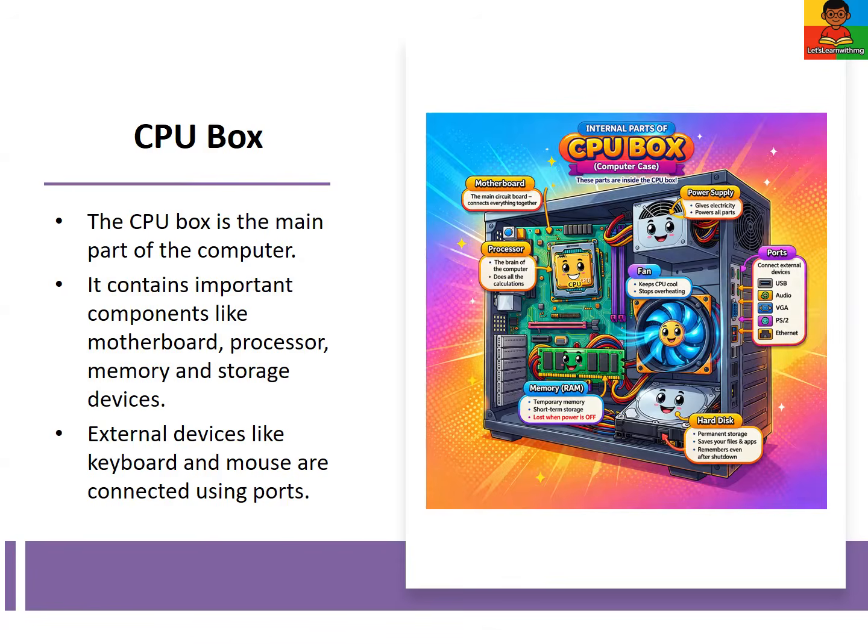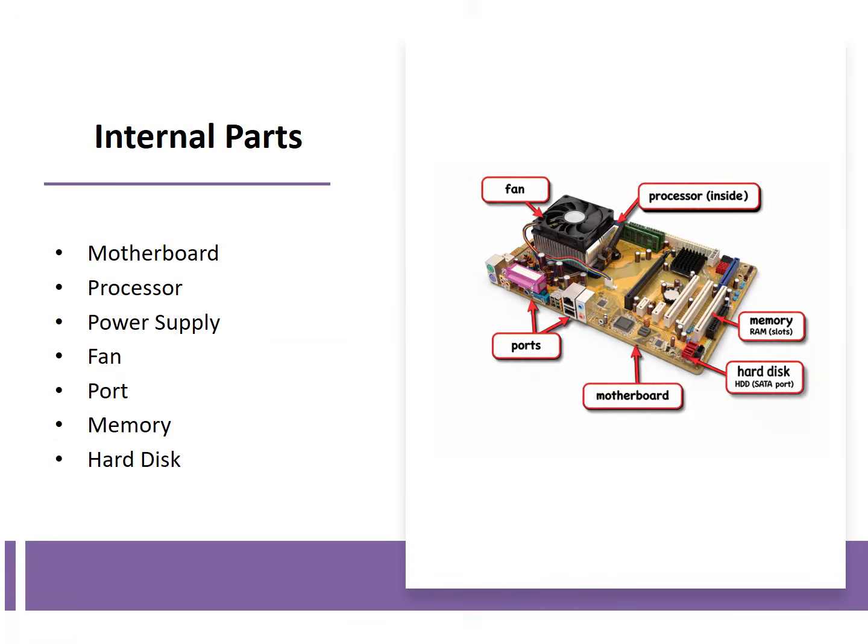The CPU box is the main part of the computer. It contains important components such as the motherboard, processor, memory, and storage devices. External devices like the keyboard and mouse connect to the CPU box using ports. The internal parts of the CPU box are motherboard, processor, power supply, fan, port, memory, and hard disk.